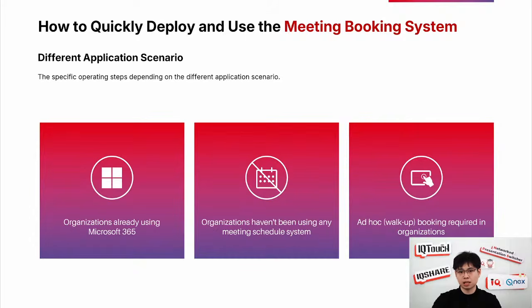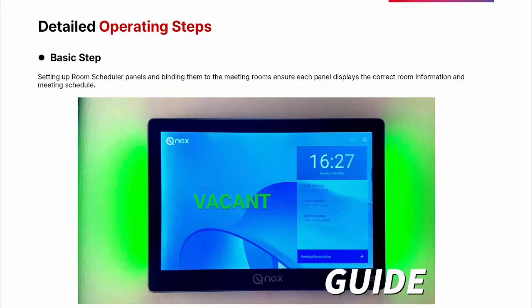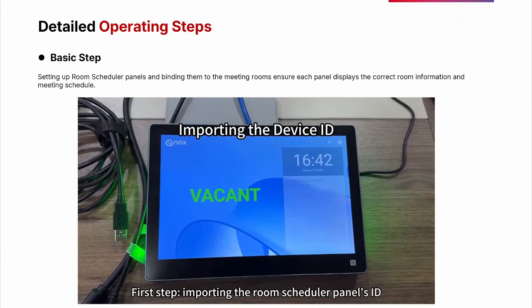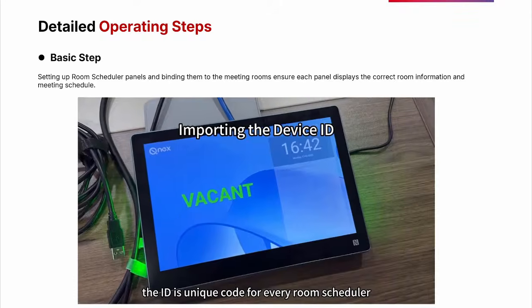This step ensures that each panel installed outside the meeting room displays the correct room information. So let's first understand how to do it. To make the process easier to follow, I will walk you through it with a short demo video. First step, importing the room scheduler panel's ID. The ID is a unique code for every room scheduler.